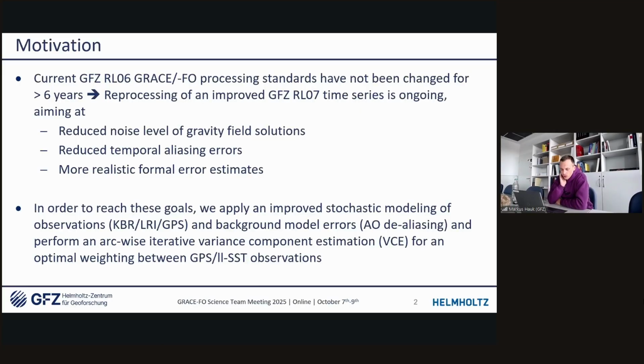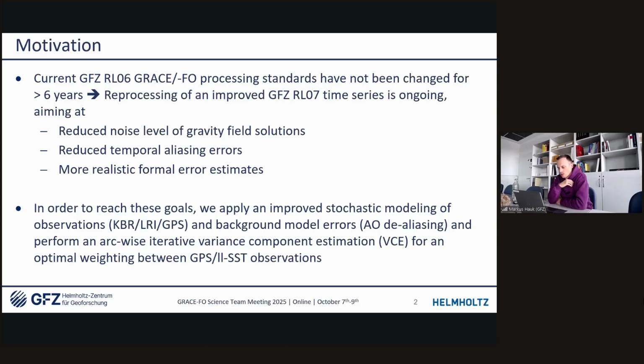Motivation is simple. The current GFZ Release 6 GRACE Follow-On standards have not been changed for more than 6 years. So it's time for reprocessing for Release 7 time series, which aim at a reduced noise level of gravity field solutions, reduced temporal aliasing errors, and more realistic formal error estimates.